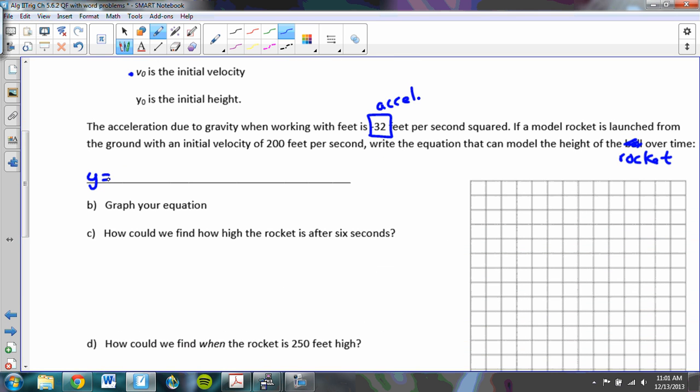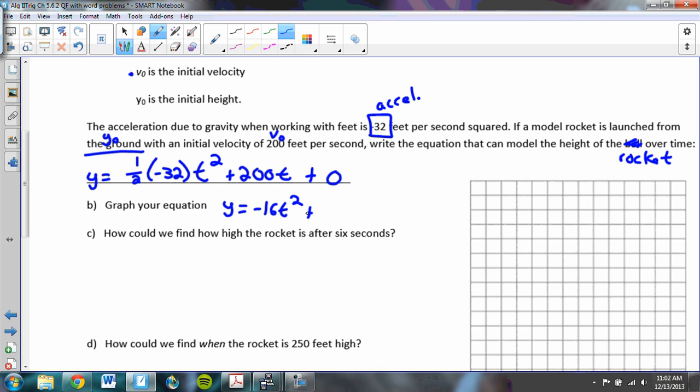So I get y equals 1/2 times -32 t squared, t for time. The initial velocity of 200, that's my v naught. That's the initial velocity. So it's plus 200t. And since it's starting from the ground, my starting height, y naught, is actually 0. I'm 0 feet off the ground. That can simplify to -16t squared plus 200t.